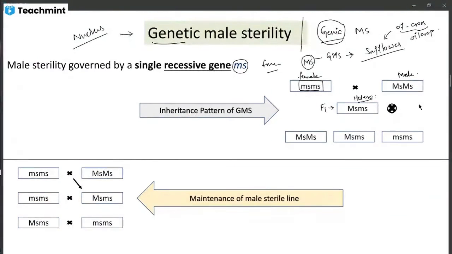Fertile. Because the dominant gene causes fertility, and the recessive gene is being suppressed by this dominant gene, so it will be fertile. So when you self the F1, you will get three different genotypes. So can I know the genotypic ratio of these three different genotypes? It will be in this condition, right? 1:2:1.